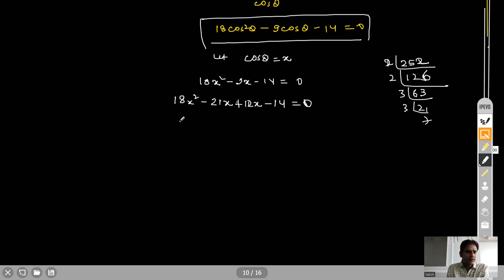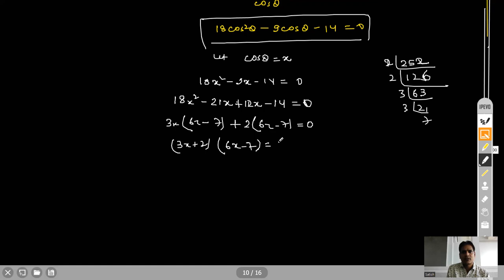So okay, sorry guys. Let me take 3x common from here. So what I will be left with is 6x minus 7 and plus, if I take 2 common here, 6x minus 7 here also. I think I have come down on this board, that's why this is happening. So finally we get (3x plus 2) into (6x minus 7) equal to 0.